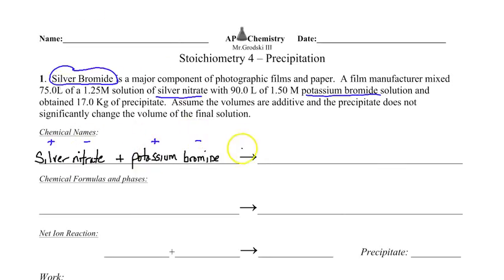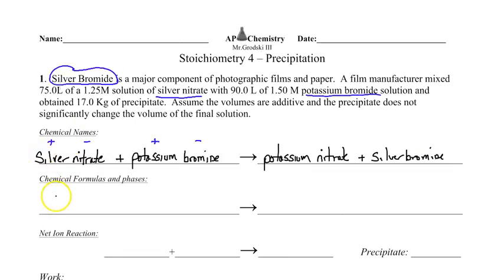So we'll go potassium and we'll go nitrate. So we're just kind of switching the partners as a double replacement works, and we have silver bromide. That's pretty straightforward.